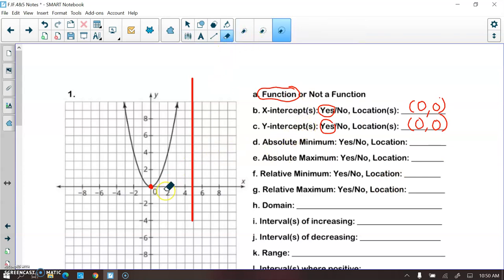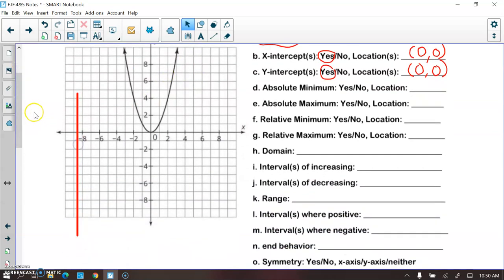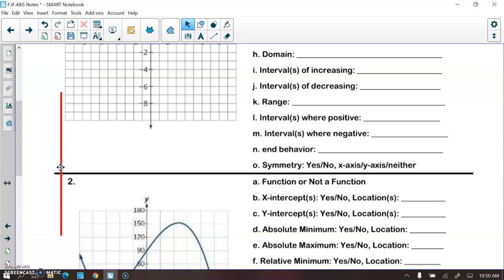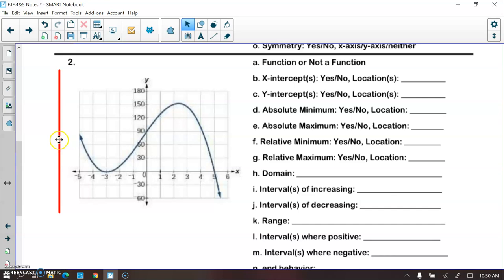All right, we are going to save the rest of these problems. In a little bit, we'll do them. But let's jump down to number 2 and let's do the function and the x and y intercepts for this graph. So let's take our vertical line. We are going to drag it across this graph. And so far, I'm not seeing it hit 2 points at once. Still not. So this is also a function.